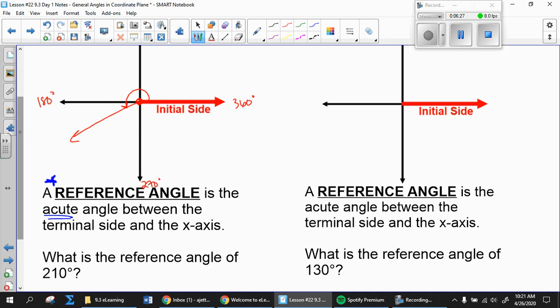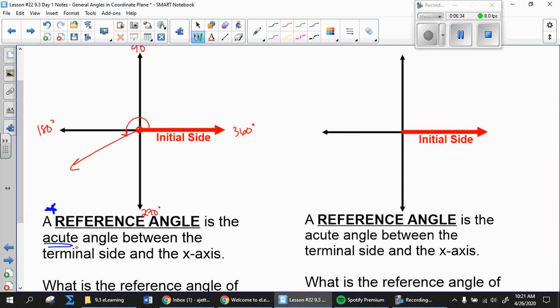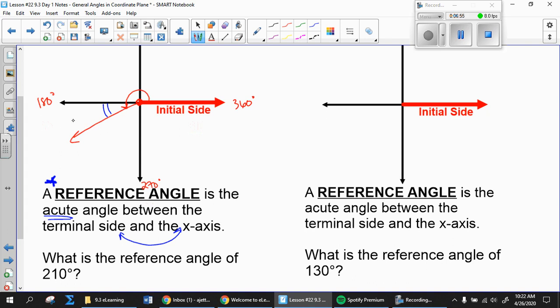If I look at this angle here, notice my terminal side is where I stop. So here's my terminal side. The reference angle is always between the terminal side and the x-axis. So the angle between the terminal side, which is this side here, and the x-axis is this angle that's created right here. When it's asking for the reference angle, it's always going to be whatever this smaller acute angle is between the x-axis and our terminal side.